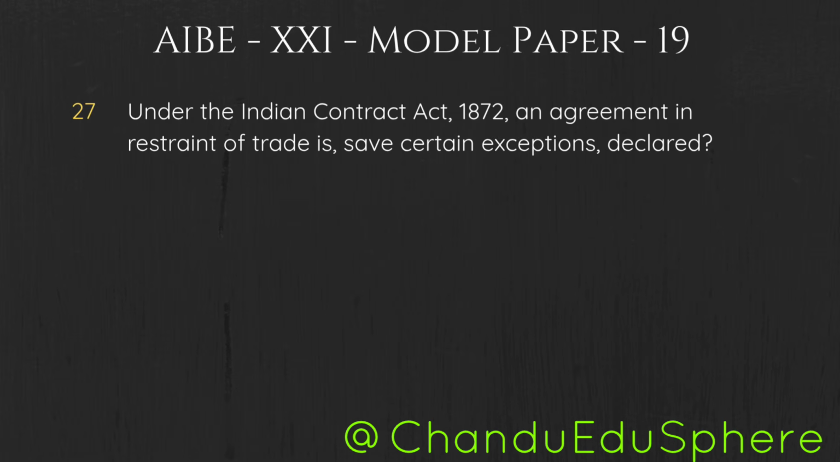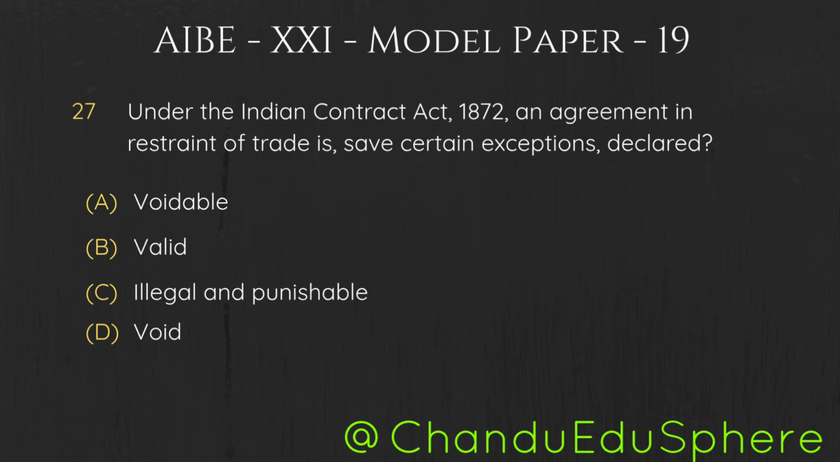Under the Indian Contract Act 1872, an agreement in restraint of trade is, save certain exceptions, declared void. Section 27 of the Indian Contract Act 1872 declares every agreement by which any person is restrained from exercising a lawful profession, trade, or business to be void, save for the statutory exception relating to sale of goodwill. So choice D is the right choice.